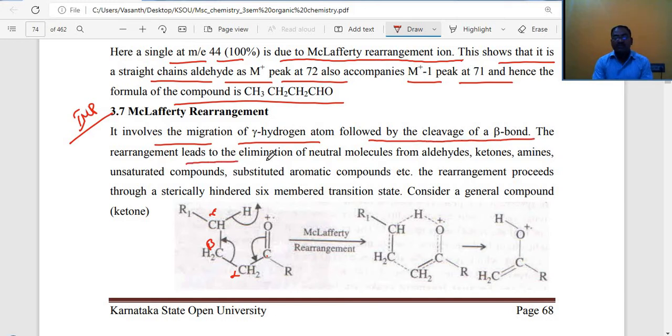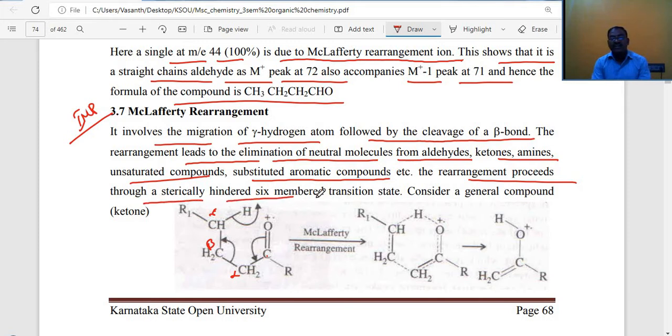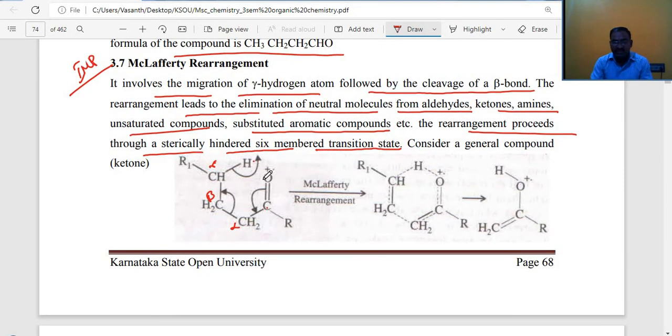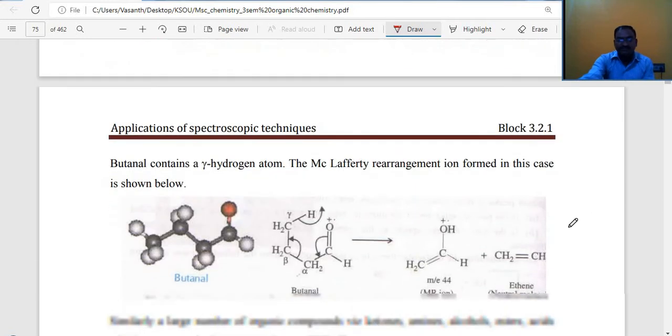The rearrangement leads to the elimination of neutral molecules from aldehydes, ketones, amines, unsaturated compounds, substituted aromatic compounds, etc. The rearrangement proceeds through a sterically hindered 6-membered transition state. Here the gamma hydrogen atom is migrated. What happens on breaking of this bond? Here CH2 double bond C single bond OH R. This is the McLafferty ion.